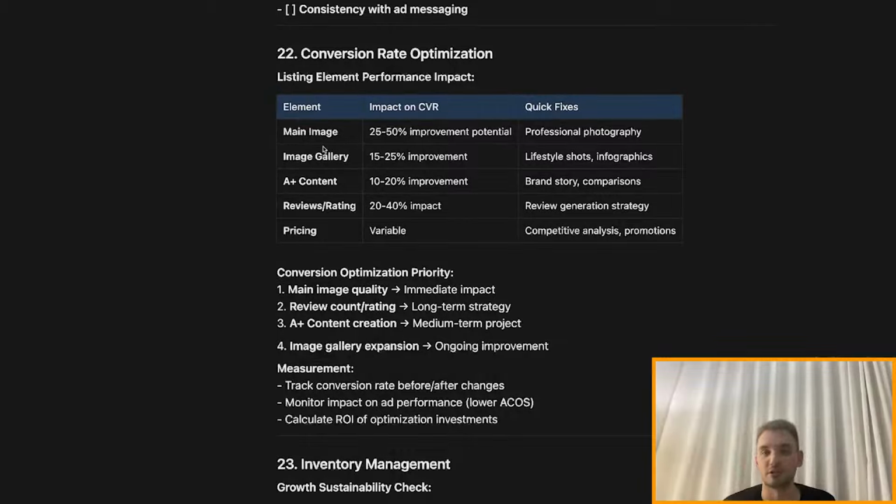In fact, 70% of shoppers don't even scroll past the main image. So I recommend you guys actually use 3D rendering. Unless you're in closing, I'd say for closing it's going to be difficult, but most of the time it's good to use a high quality 3D render.